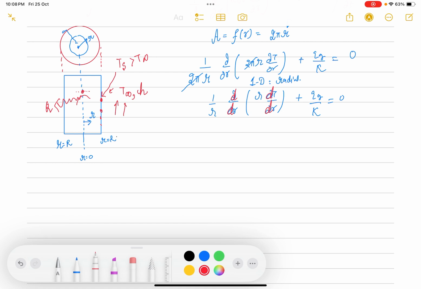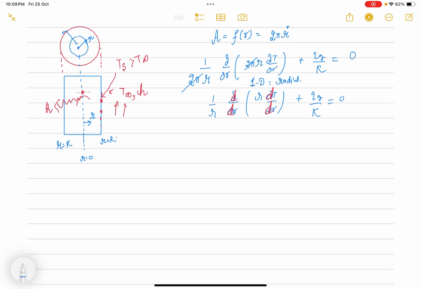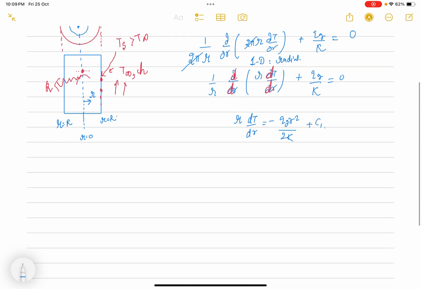So it is a second order ordinary differential equation. Now we have to integrate it twice to get the temperature profile. If we integrate for the first time, we get r times dT by dr minus qg r square by 2k plus C1, right?